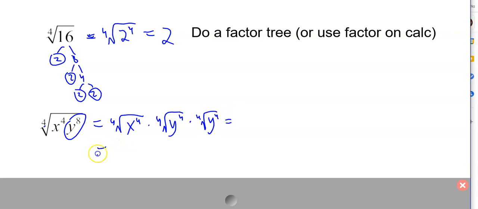So one way of doing this is to go, well, the fourth root of x to the fourth is x. Fourth root of y is y. Fourth root of y to the fourth is y. So we get x times y squared would be our answer there.